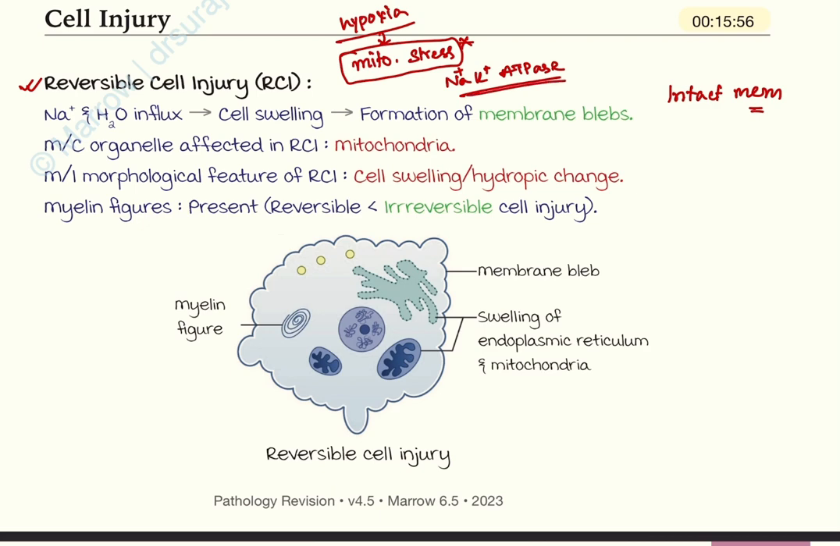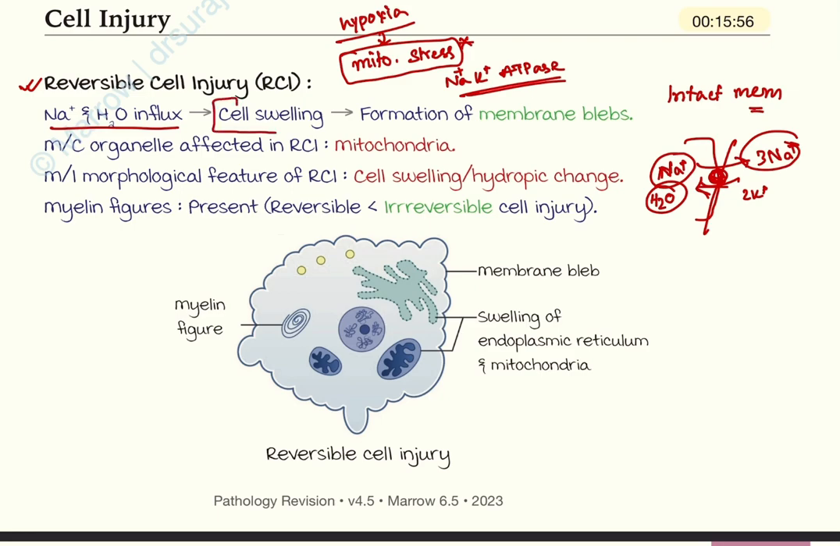What is the function of the sodium potassium ATPase? It brings two potassium inside the cell, and three sodiums are effluxed out of the cell. So this is the function of sodium potassium ATPase. If it is not functioning, sodium cannot go outside, so sodium is retained within the cell. And if sodium is inside, what follows? The friend of sodium is water. So sodium and water are there, and because of that there will be hydropic changes.